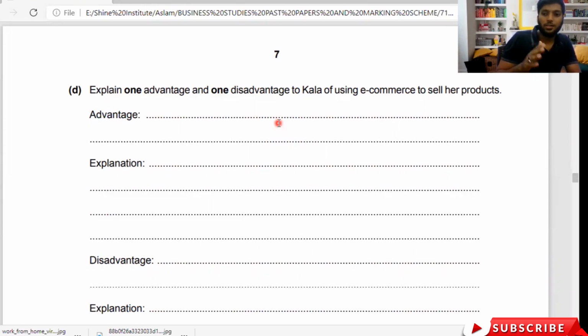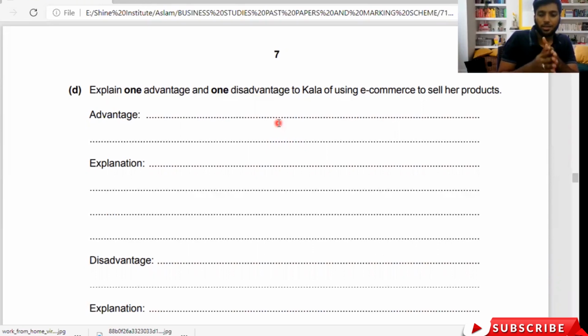So the Kala can send her product details to different customers in different regions. So that's the basic advantage for Kala. And what might be the disadvantages? Kala will not be able to send it to the correct crowd, because some people might have internet, some people might not have internet, and also Kala might have to pay for advertisements and pop-ups. She should pay when it comes to e-commerce.